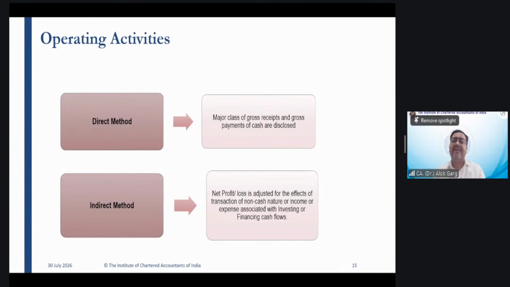But my dear friends, in the direct method, what happens? The direct method is just like a cash account. It means whatever money has been collected from customers, whatever amount has been paid to employees, vendors, suppliers, and whatever income taxes paid will be shown as cash flow from operating activity. Directly, it is just like a cash account. Okay, so let me take you to the Excel file.